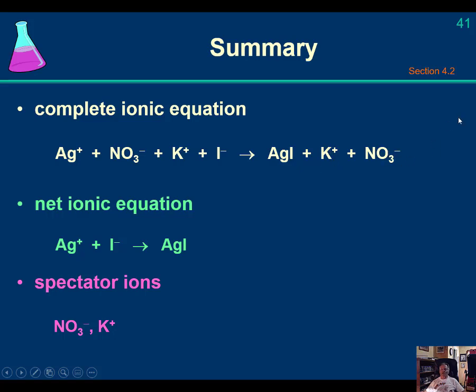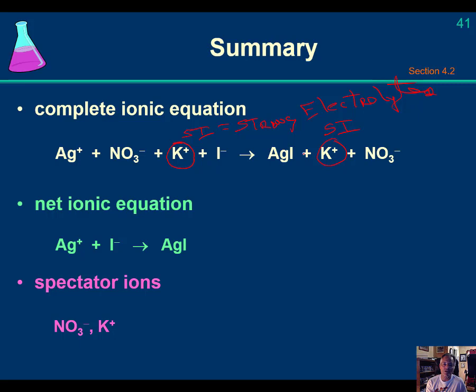I'm going to give you a clue right now. If you've got an alkali metal cation, you can guarantee 100% it's a spectator ion. Why? Because it's always associated with strong electrolytes. And in solution, strong electrolytes are always dissociated. And if it's always dissociated, then it has to be a spectator ion.